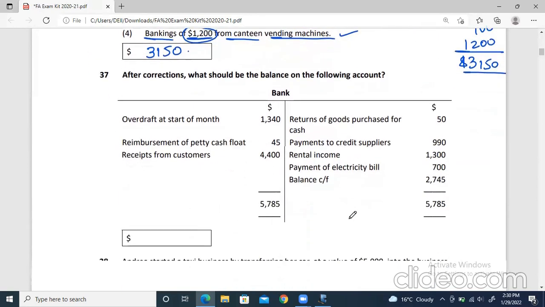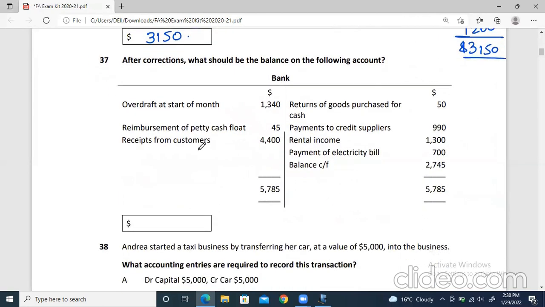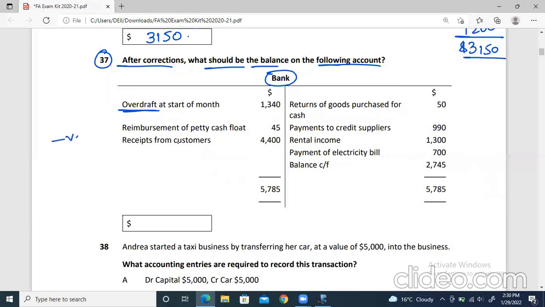Yes. Okay, great. Now let's look at this as well. Question 37. After the corrections, what should be the balance on the following account? So you can see this is the bank account. Now this word overdraft, I also told you on the first day, is what happens when your bank balance goes into minus, if it is not a positive figure but a negative figure. Then this is called an overdraft.